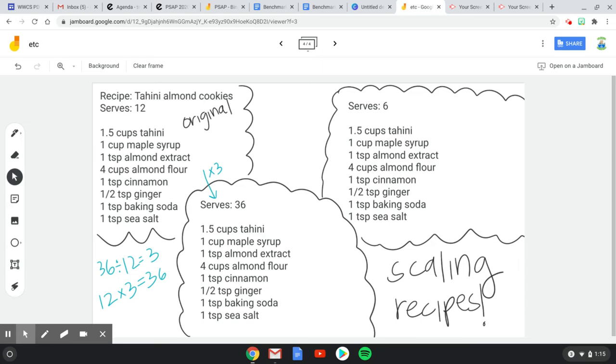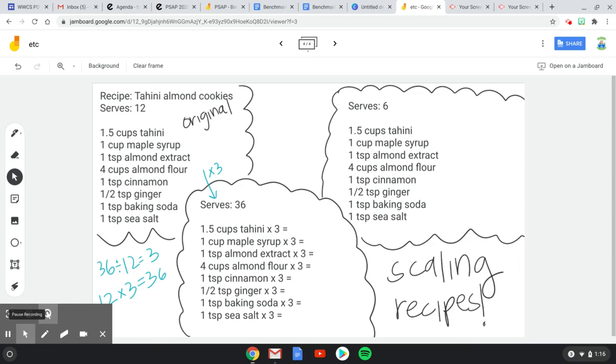Just like I had to multiply 12 by 3 to get 36, I need to multiply all of my ingredients by 3 so that I have a recipe that makes 36 cookies. All right, so I put times 3 next to all of my ingredients to remind me that each of them needs to be multiplied by 3 so that I can make 36 cookies.